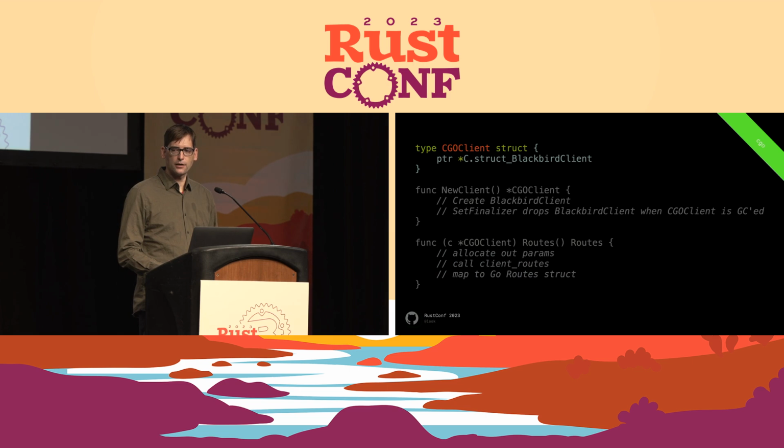And here's briefly the Go code. So you can see the Go client has the pointer to the Blackbird client. It has a function for creating a new client and setting a finalizer, so that cleans up all the resources. And then the routes method calls that client routes method I showed on the last slide after allocating the out parameters, and then it maps those into a Go struct.